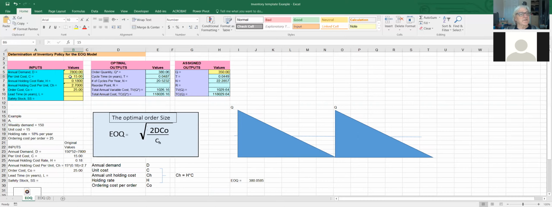I entered here the unit cost of 15. I entered here an 18% holding rate, so 0.18. Once you enter these two, the template will calculate C sub H by multiplying them. $2.70 is what it costs you to hold a unit like this for a year. And the ordering cost you enter here, 25. Once you add all those, you'll get results here, which we'll talk about in a minute.